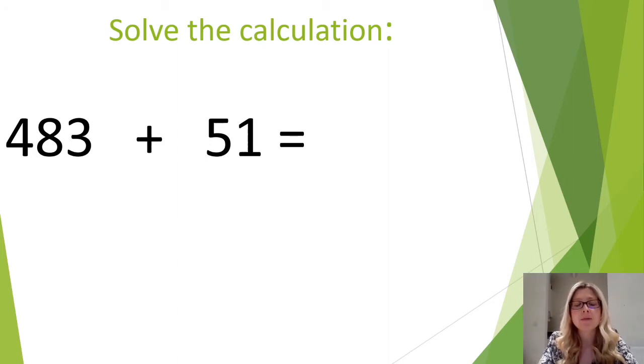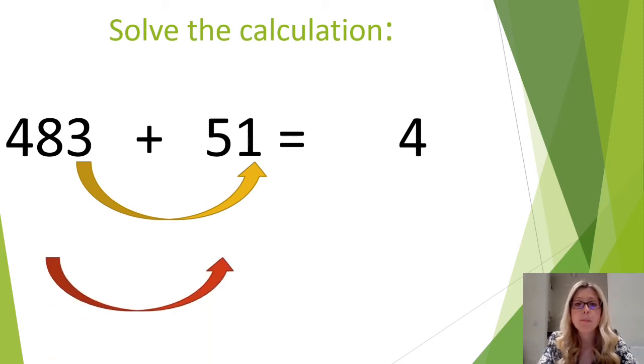Like we've done in the last few sessions, we're going to start by adding the ones. So we can see we've got 3 ones, add 1 one, which makes 4 ones. And then we're going to move to the tens column. So in the tens column, we have 8 tens, add 5 tens, and that's going to create 13 tens. We can't write 13 tens in the tens column. It has to be a single digit number. So what I'm going to do is regroup 10 of those 13 tens into the next column. So I'm going to regroup 10 of the 13 tens and leave behind 3 tens in the tens column.